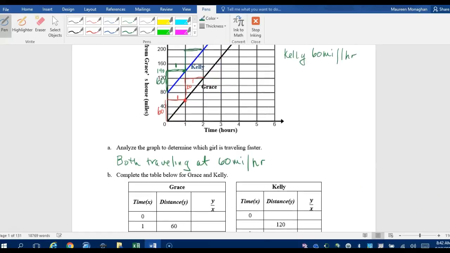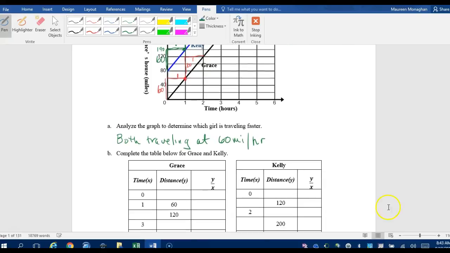Complete the table below for Grace and Kelly. That's why I made this smaller, so we could use this. Let's concentrate on Grace. She's the black line. At 0, her distance, of course, is 0. And then we're going to take our y and put it over x. So we're going to put 0 over 0. Oh, okay. Well, that's the empty set. There's no such thing because 0 can't be in the denominator. Remember, this is undefined. No can do. Impossible. When she's traveling 1 hour, she's at 60 miles.